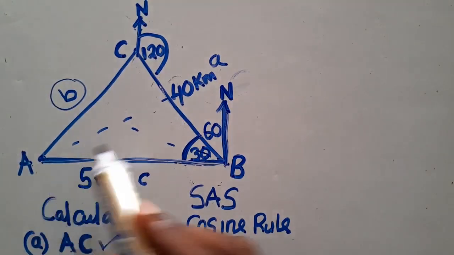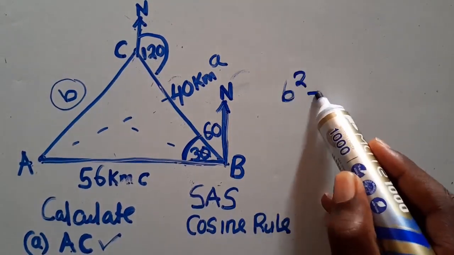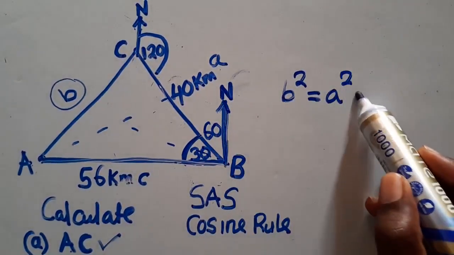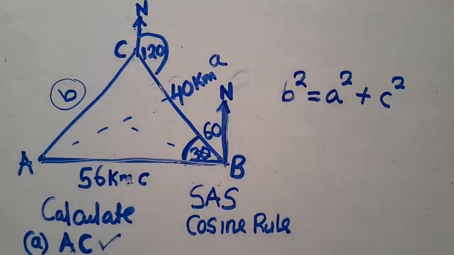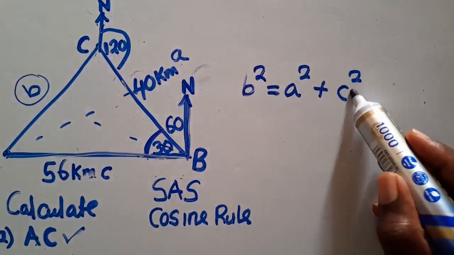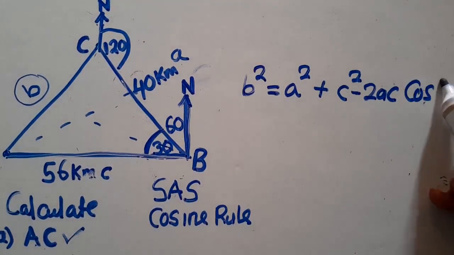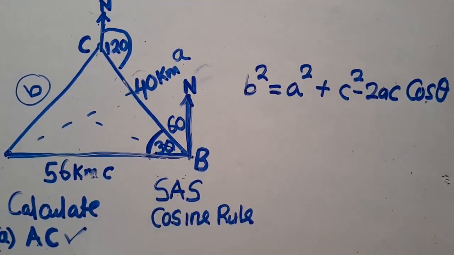So you know that I'm going to say this is b. So I'll say b squared is equal to, I add these two. This is a squared plus this is c squared, like this. This is the formula. I believe on the formula you know. Minus 2ac then cos theta. This is the formula that we get to use. So we are finding AC.